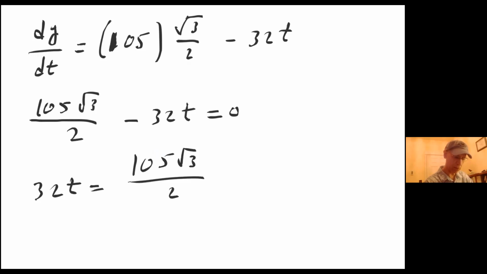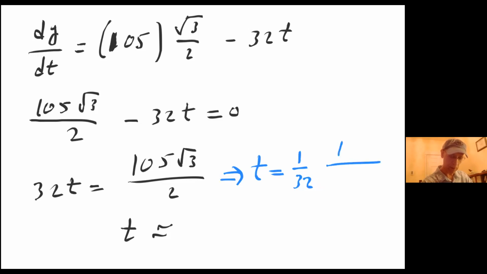And so t approximately equals, let me put that in my calculator. Well, let me do one more step here and say it follows that t equals 1 over 32 times 105 root 3 divided by 2. And so t approximately equals 2.8416.